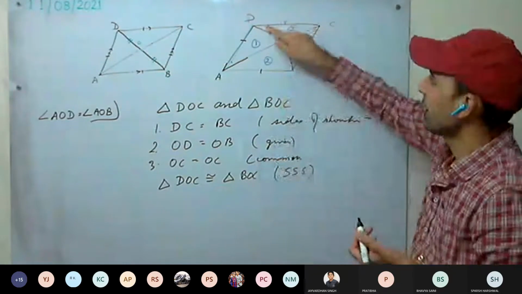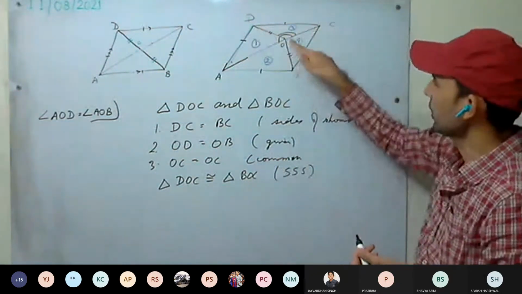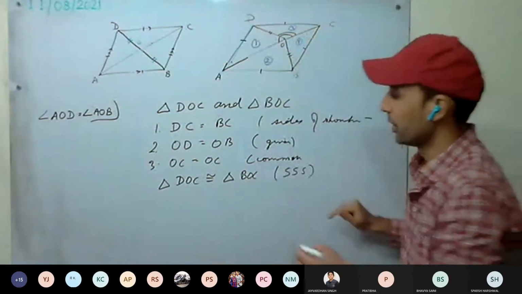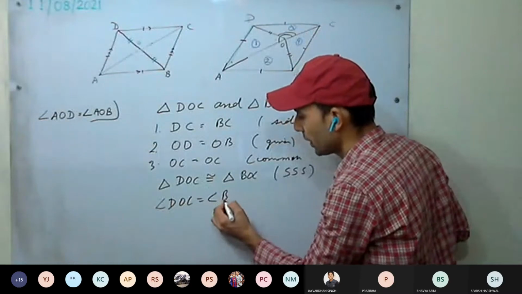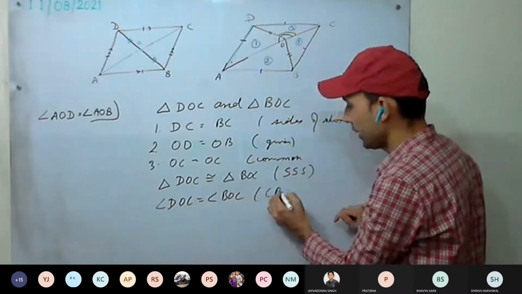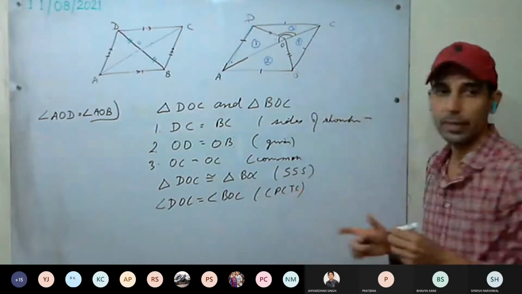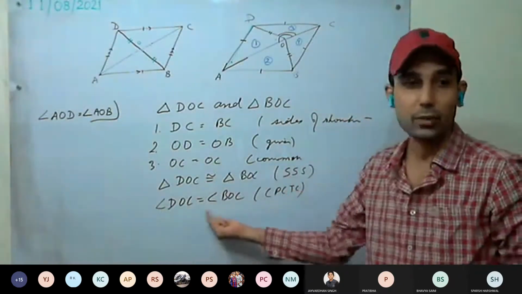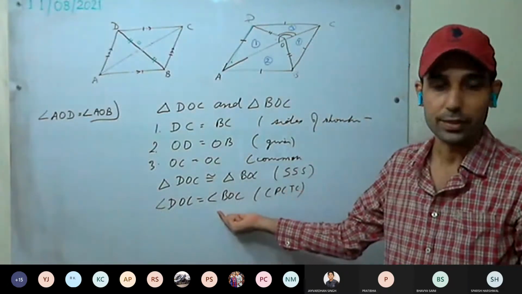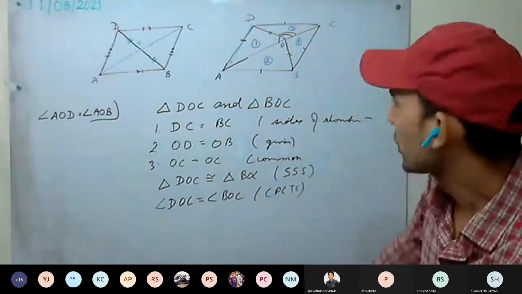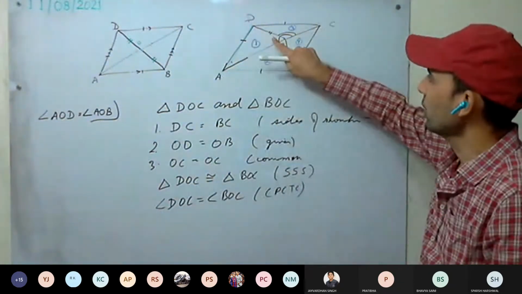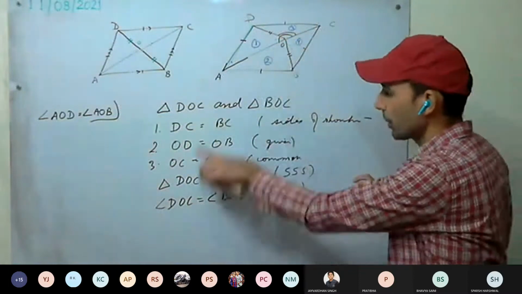And what we required? Angle DOC equal to angle BOC. So angle DOC equals angle BOC by CPCTC. By CPCTC, these two angles are equal. We have proved these two things, and using them we are going to prove that it's a straight line. How? I'm writing this one.